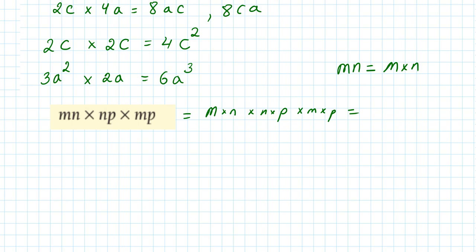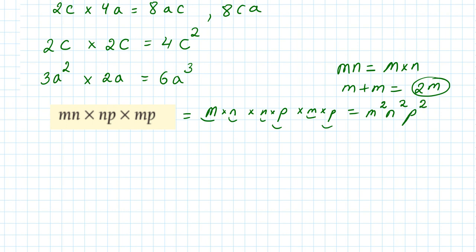Firstly, say, how many m do you have? 2. But don't write 2m. 2m we can write in addition. m plus m is 2m. But when we multiply them, you will write m squared. Okay? Then how many n do you have? 1 and 1. It will be n squared. How many p do you have? 2p. That's why it will be p squared. Okay? That's it. That's enough.